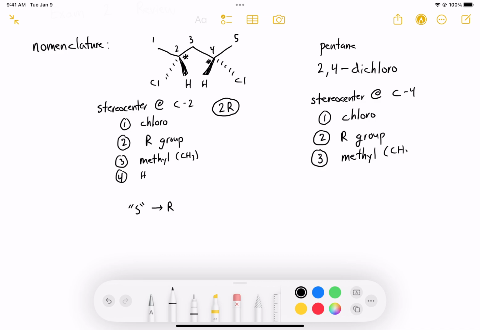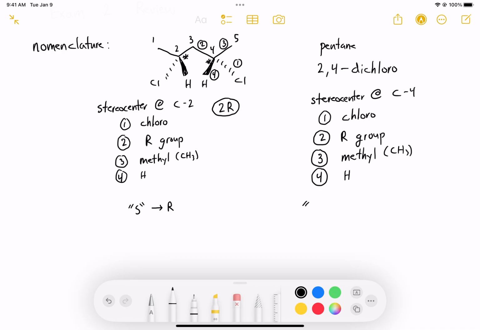CH3. And 4 is H. Okay. So we got 1, 2, 3, and now 4. Okay. So if we go based on priorities, we see we go from 1 to 2 to 3. So it looks like it's R, right?